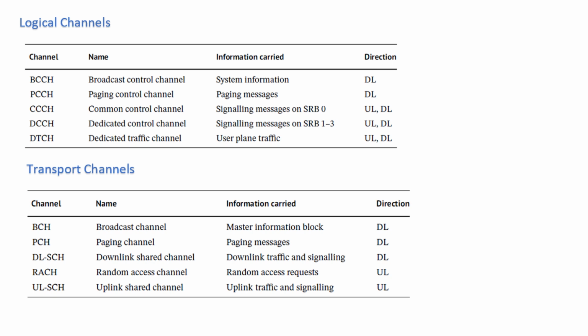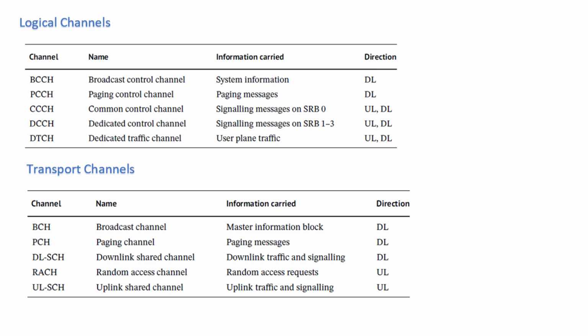Now coming to channels and signals. 5G uses several different types of channel and signal, which are distinguished by the information that they carry and by the ways in which the information is processed. They are listed in the tables shown here.